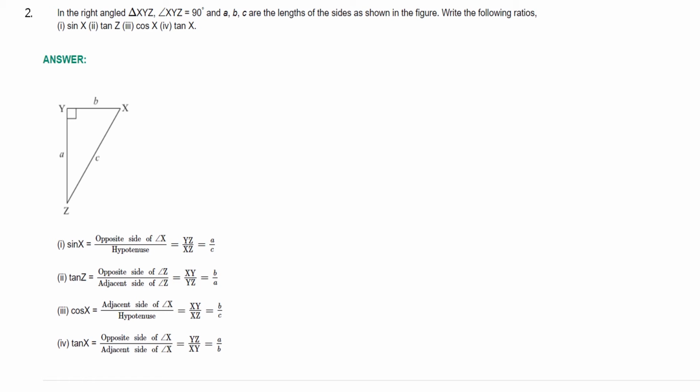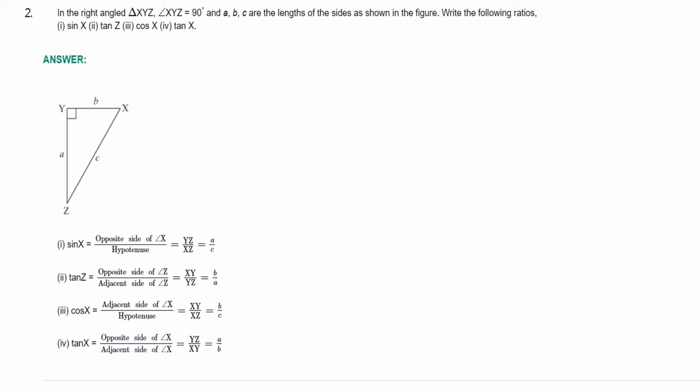Now coming to the next one, cos X. For the given angle X, what is the adjacent side of angle X? First of all, fix the opposite side of angle X and see what is the hypotenuse. Then the remaining side will be the adjacent side of angle X. So the adjacent side of angle X here will be XY. Hypotenuse is the side opposite to 90 degrees, which is XZ.